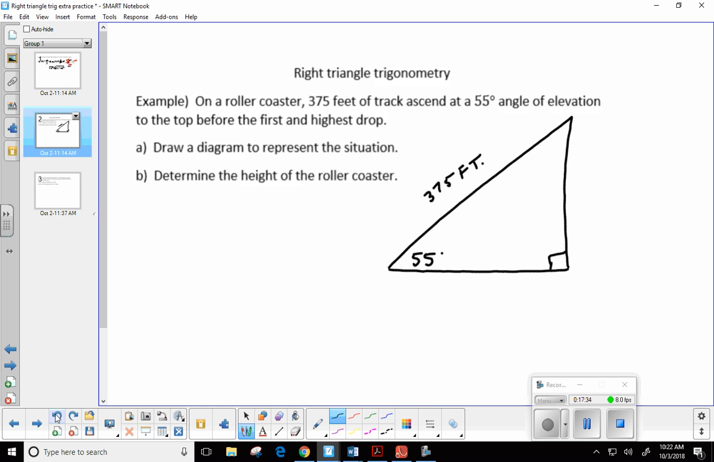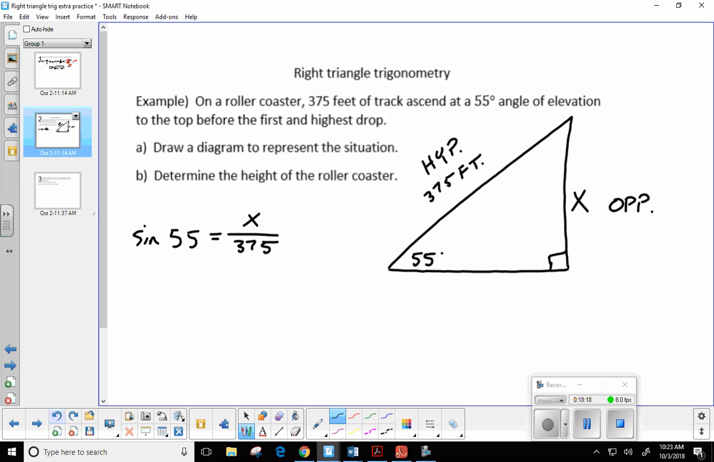Okay, so what are we trying to find here? The height of the roller coaster, so the highest point before you run down that first hill. So there's my x. You'll have a problem on there that's just as straightforward as this one. So what is x to 55? The opposite, adjacent, or hypotenuse? It's the opposite. We already said 375 is going to be my hypotenuse. So what trig function will use opposite and hypotenuse? Sine would work. So sine of 55 is going to equal the opposite x over the hypotenuse 375.